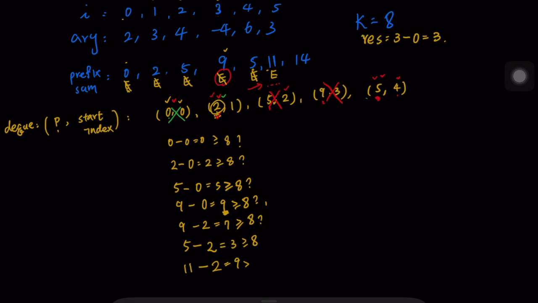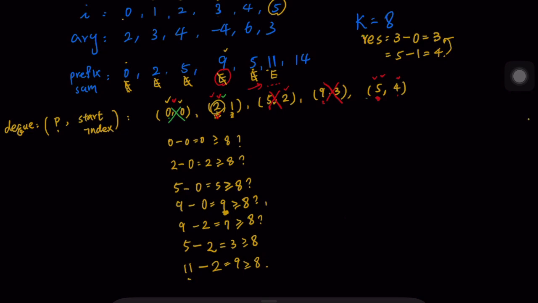Is it greater or equal to 8? Yeah, it is. So here is another solution. The index of 11 is 5, and the index of the start index is 1 here. That is 4. Okay, so it is bigger than 3. So we just keep the 3 here and we won't update this one.